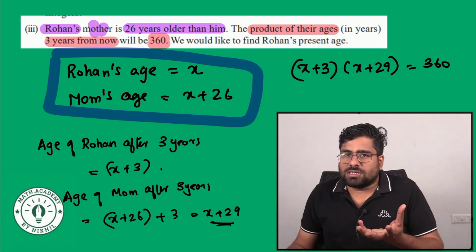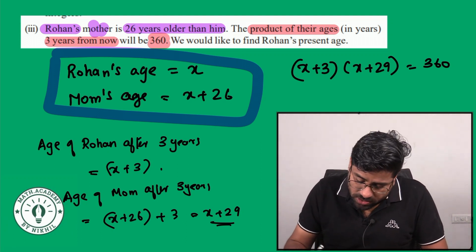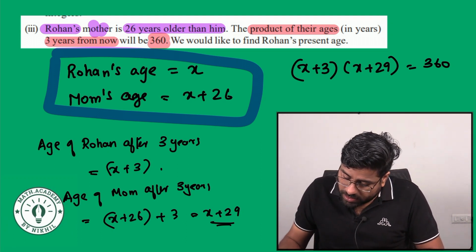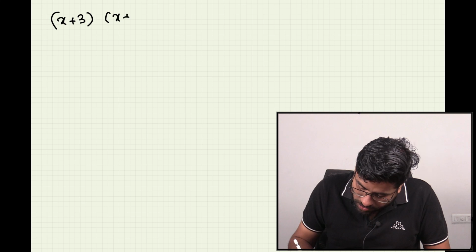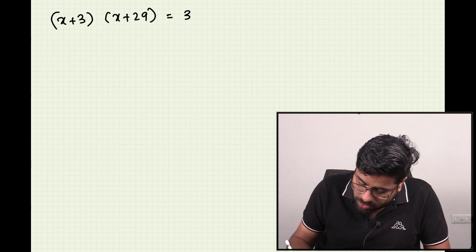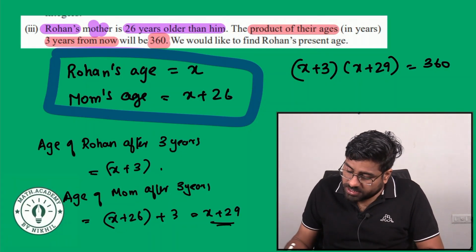Now that's an equation that you got. Simplify the equation, dear students. Let's simplify it very clearly. So that is going to be x plus 3 into x plus 29 is equal to 360.